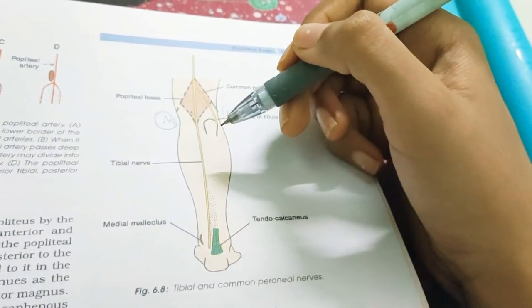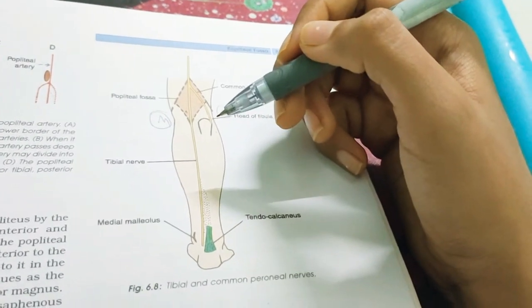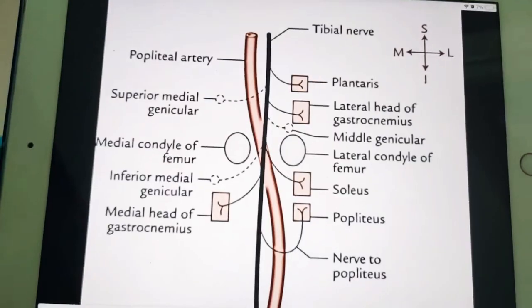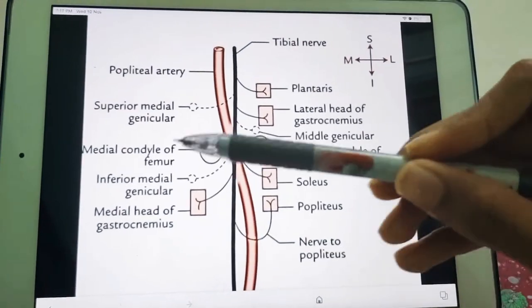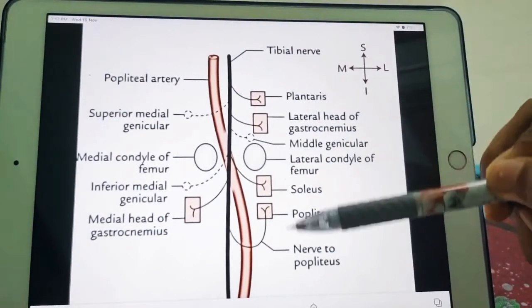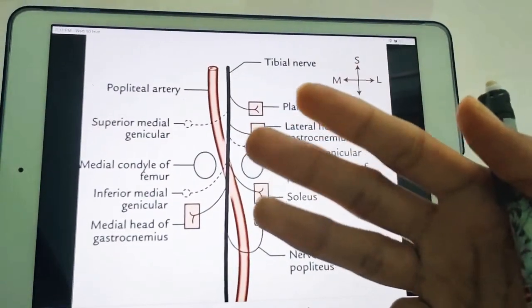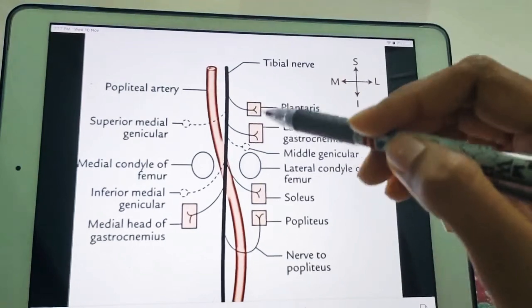Okay, and what are the different branches of this tibial nerve? Let us see that with another diagram. So in this diagram, first you see this is the superior side, this is the inferior side, this is the medial side, and this is the lateral side. Now let us see what the branches are. Mainly it has three genicular branches or articular branches, which mainly arise in the upper part.